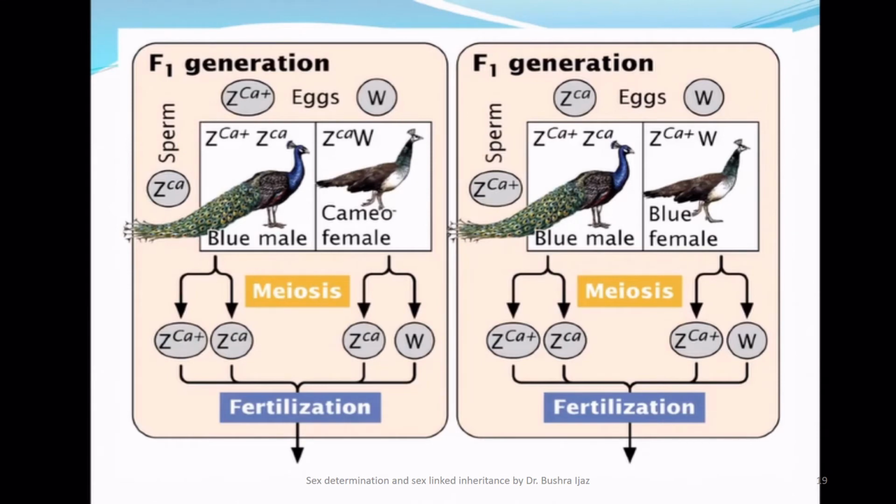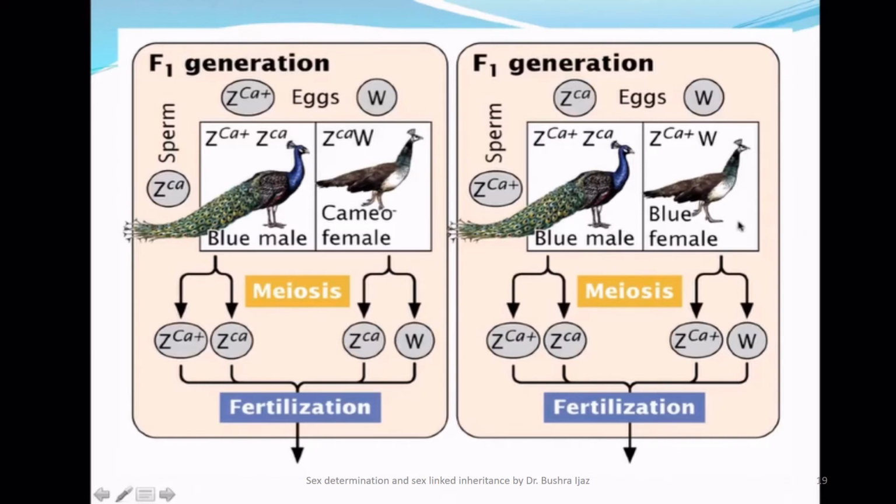As we look at the F1 generation from the parents, where we had a Z^CA+ W female and our dad was homozygous Z^CA Z^CA, that resulted in 50% male and 50% female offspring. The male offspring ended up having the CA+ and the CA alleles associated with the Z chromosome, which resulted in the beautiful blue long-tailed males. And then the cameo female is going to carry the Z^CA allele and the W.